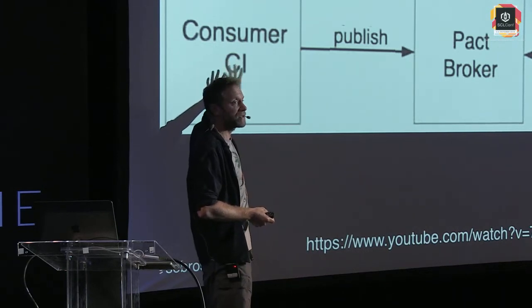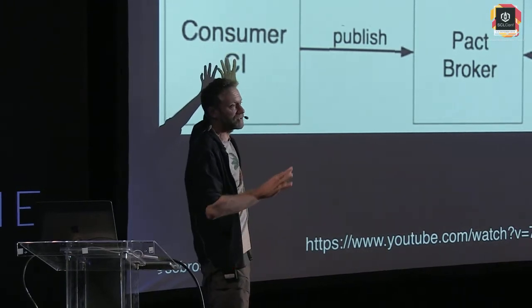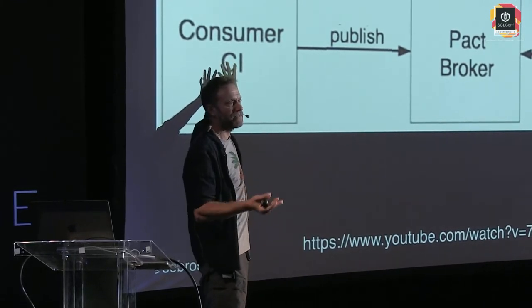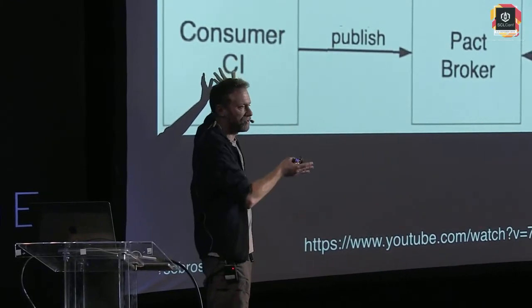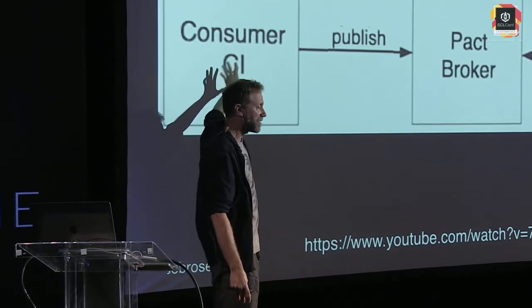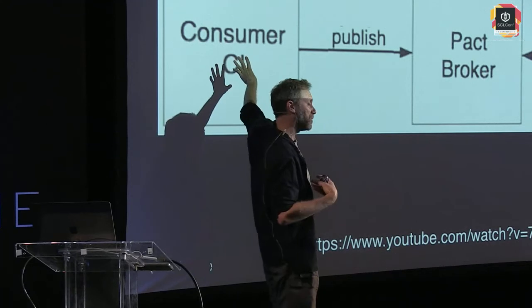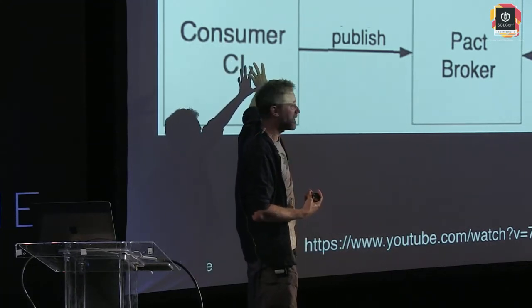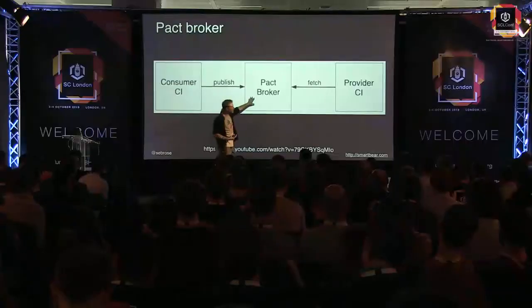If this test run fails, nothing happens. Your CI will just give you a failure, and you know that you've got to go and fix your own code. That's just you. But if the CI build passes, then what you put into the CI is to publish the JSON file that was generated to this central component called the Pact Broker.